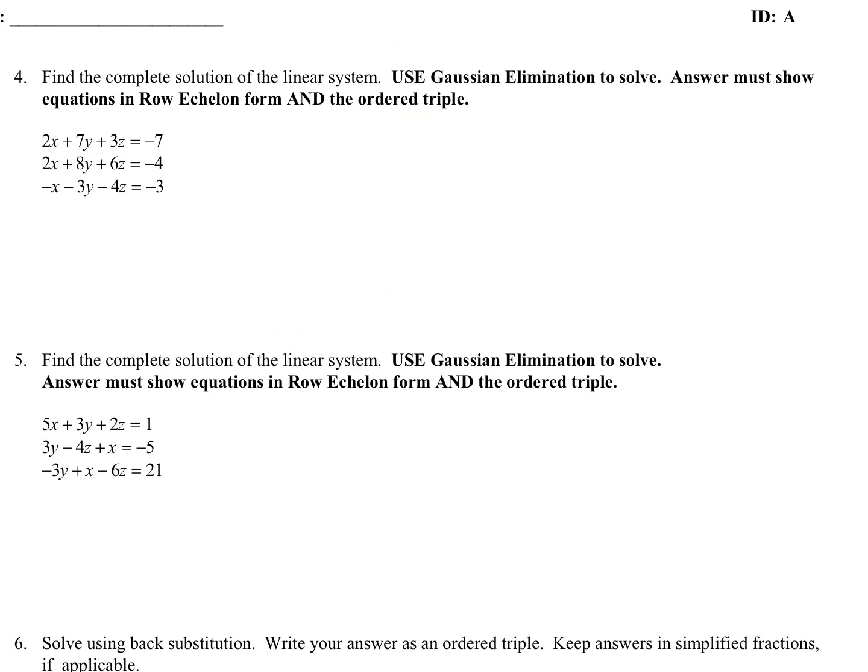This question is number 13 on your review. You have 2x plus 7y plus 3z is equal to negative 7, 2x plus 8y plus 6z is equal to negative 4, and negative x minus 3y minus 4z is equal to negative 3.